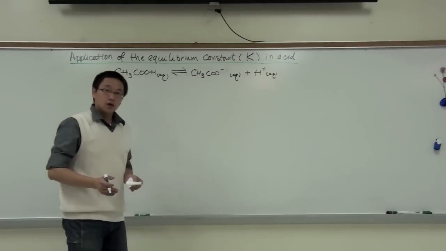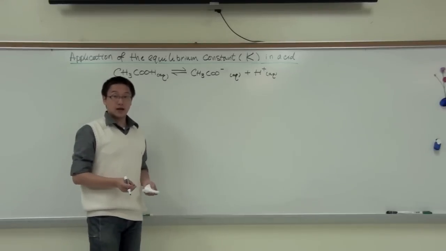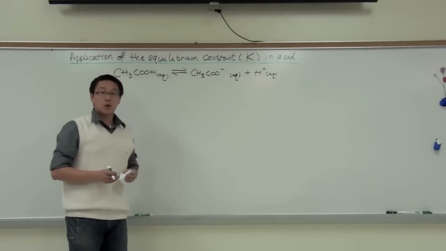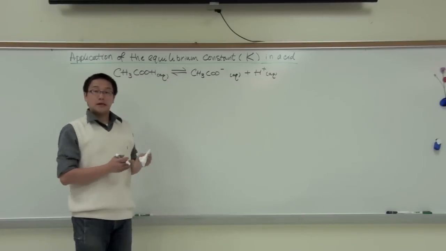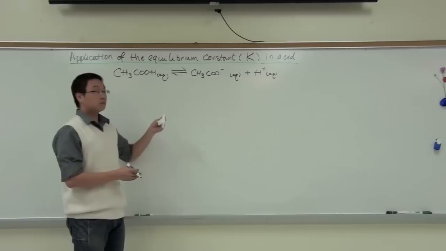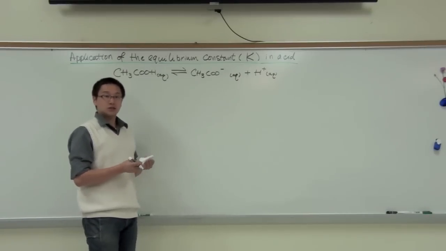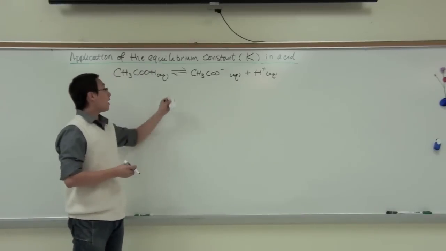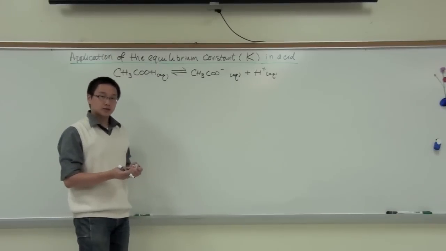So here is a chemical equation for the dissociation of acetic acid. Now, the major difference between this chemical equation and the previous one is the use of the arrow. Here, we use a double arrow because we know that it's a weak acid. It is not going to be completely dissociated into ions. So we have to use a double arrow to show that it is an equilibrium process.